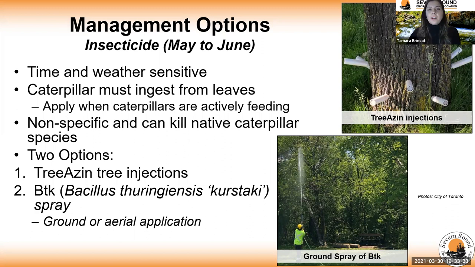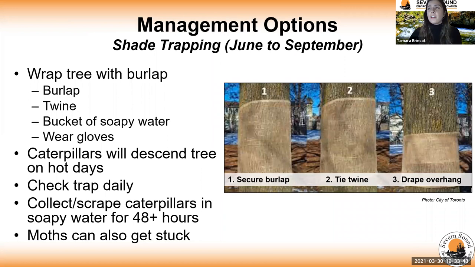The next management option we have here is referred to as shade trapping. This is done during the caterpillar or moth stage, so from June to September. It is essentially wrapping burlap or a white sheet or any material really around your tree, and then tying it with rope or twine, and then creating an overhang. Caterpillars will come down the tree on hot days looking for shade, and they'll get stuck in that trap. And then you can come along and collect and scrape the caterpillars into soapy water for 48 or more hours. I would advise that you check the trap daily, because as you may have experienced in previous years, the population of gypsy moth is quite high after hatching, so that trap will fill up fairly quickly. Another point is that moths can also get stuck in these shade traps, and they can lay their eggs there, so just check for actual moths and egg masses as well.